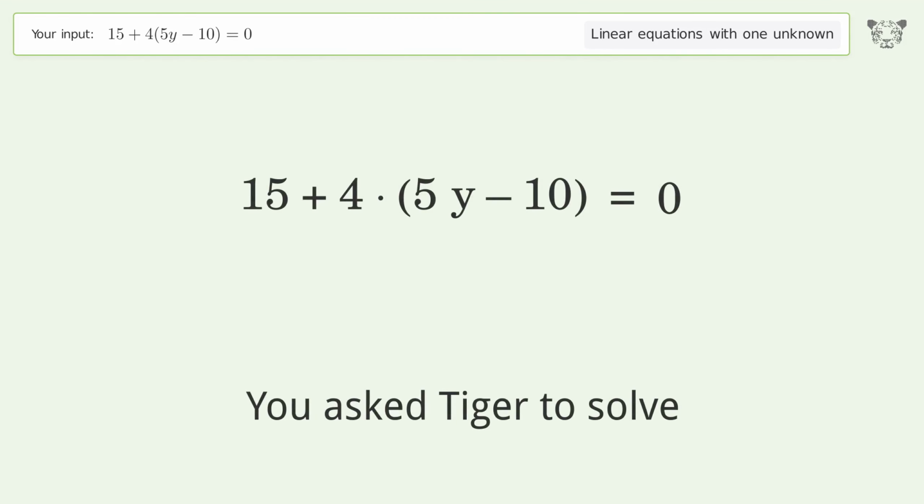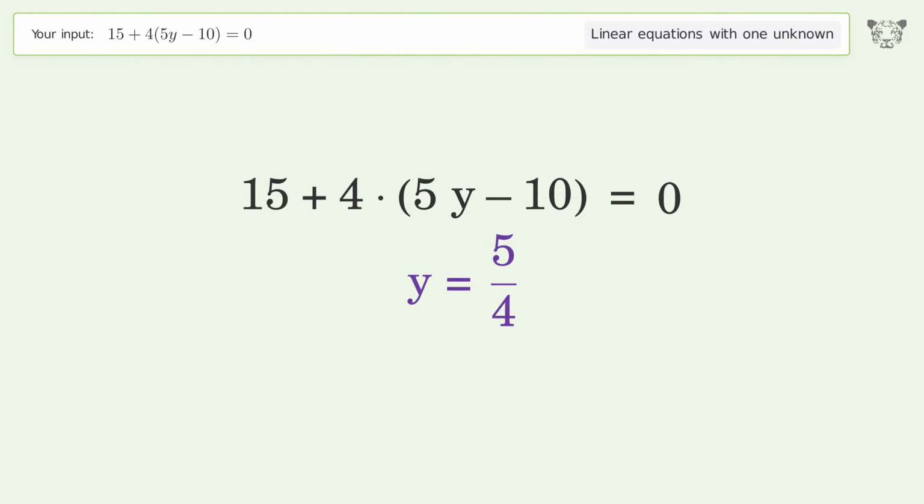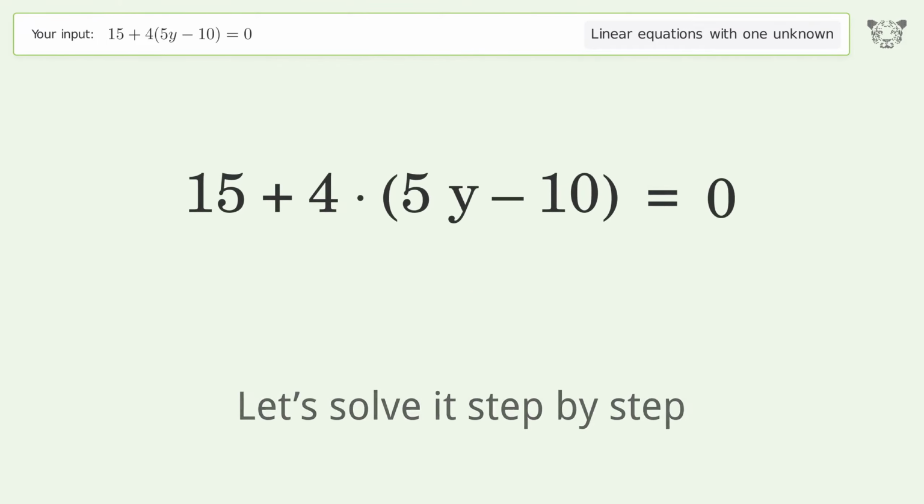You ask Tiger to solve this. This deals with linear equations with one unknown. The final result is y equals 5/4. Let's solve it step by step.